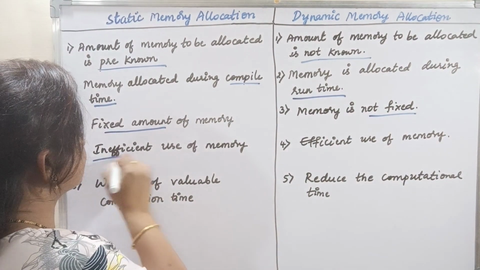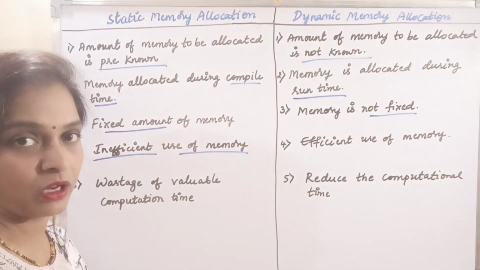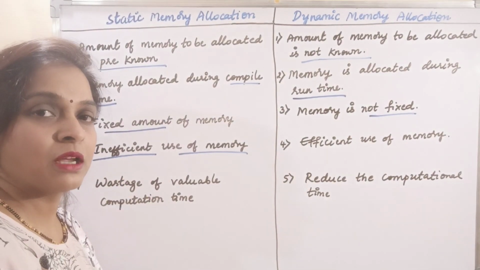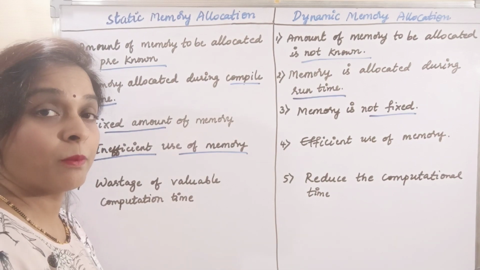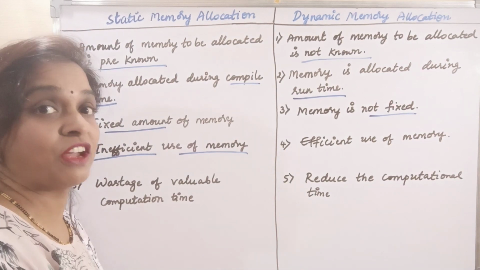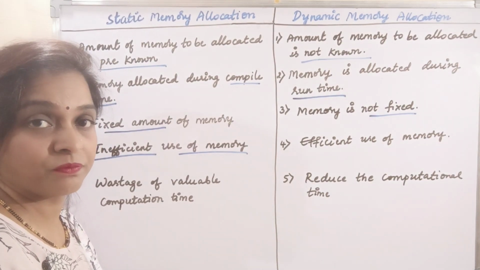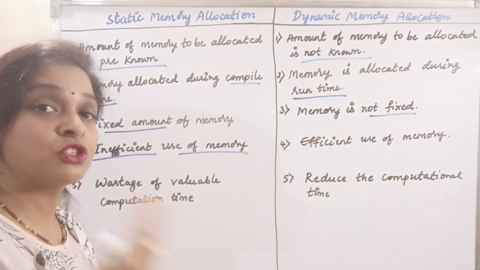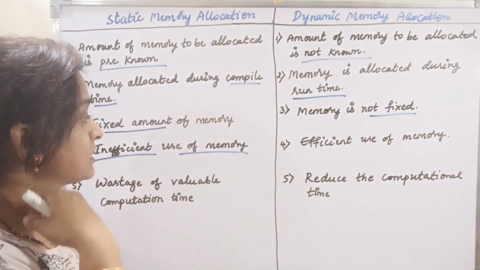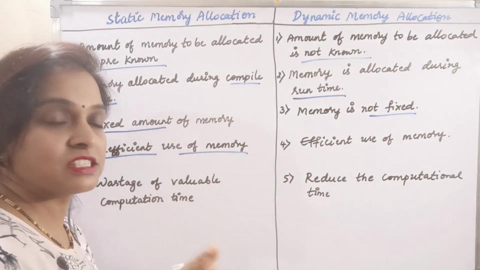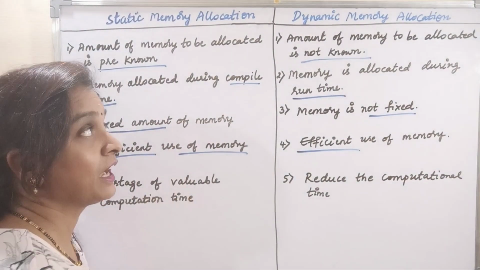Next, static allocation is an inefficient use of memory. Because I said 10 elements, but the user may store only 5 elements. What about the remaining memory which is fixed for another 5 elements? It is simply wasted. But if I want to store 12 elements, that is not possible. So memory is not utilized properly in static allocation, but in dynamic memory allocation we have efficient use of memory.